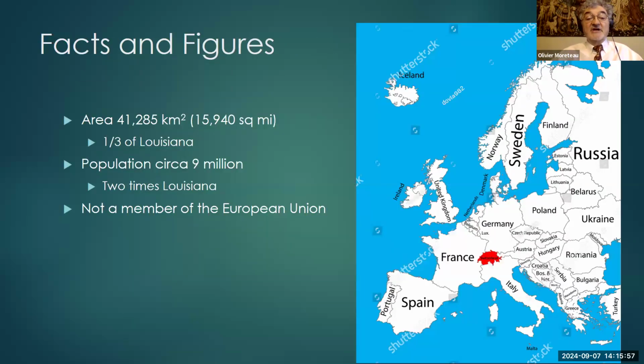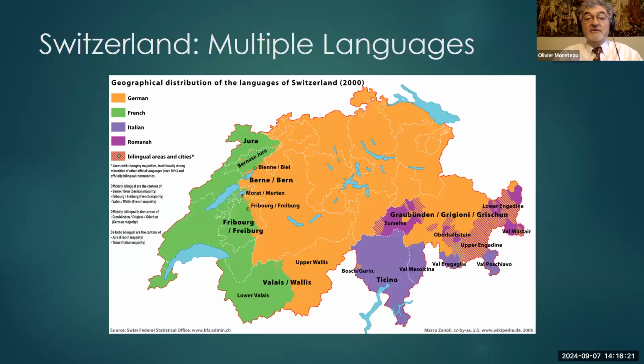Switzerland is not a large country. You have here a few facts. It's about a third of the size of Louisiana, yet with a population of 9 million inhabitants. It is not a member of the European Union, though it is de facto landlocked in the territory of the European Union.